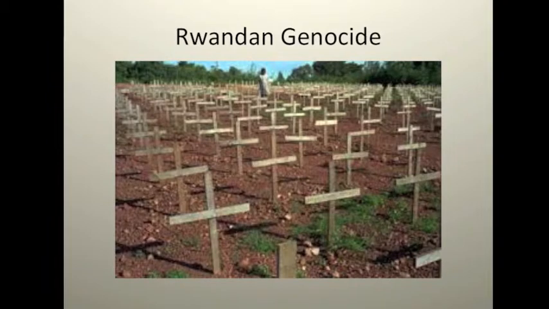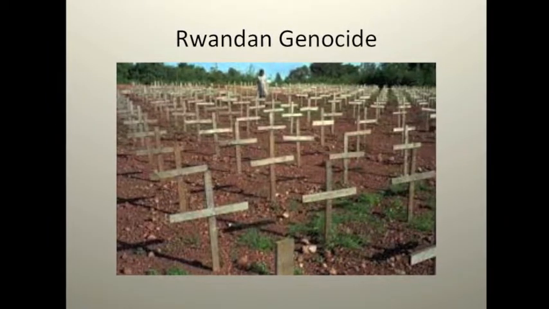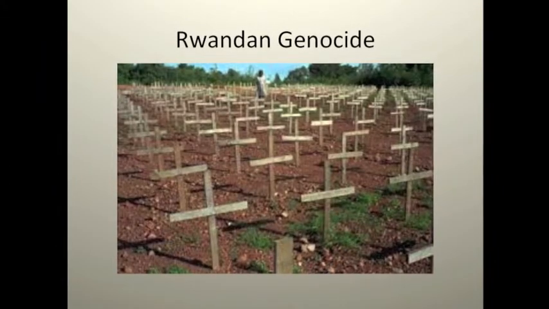The next event I will cover is the Rwandan Genocide of 1994, in which members of the Hutu ethnic group viciously murdered members of the Tutsi ethnic group. In weeks, 800,000 men, women, and children died.